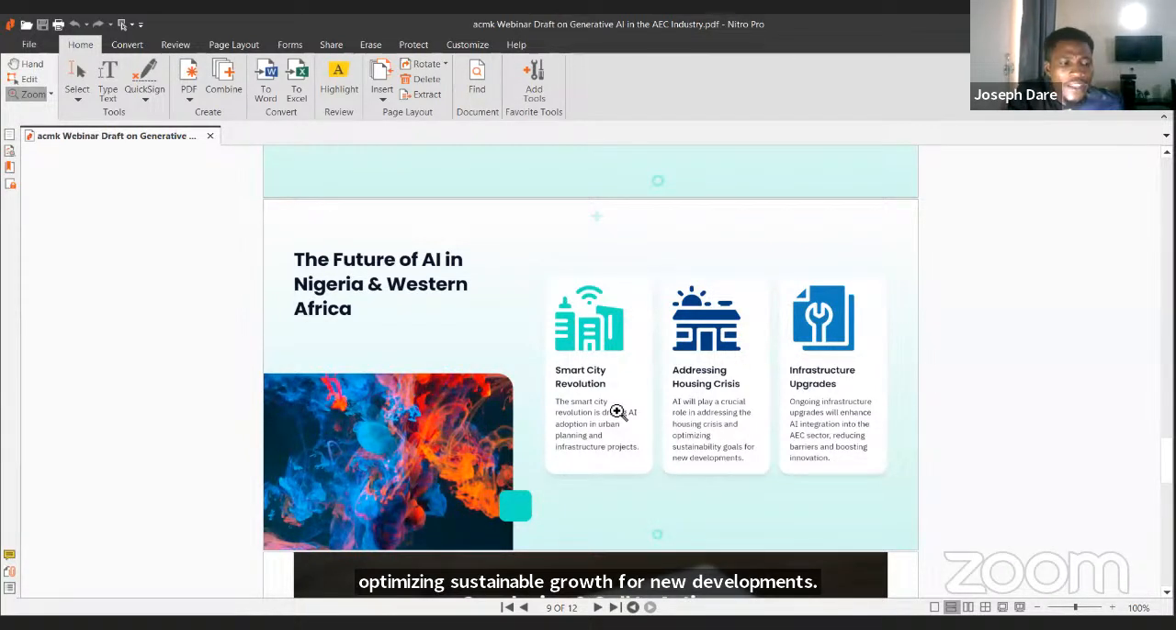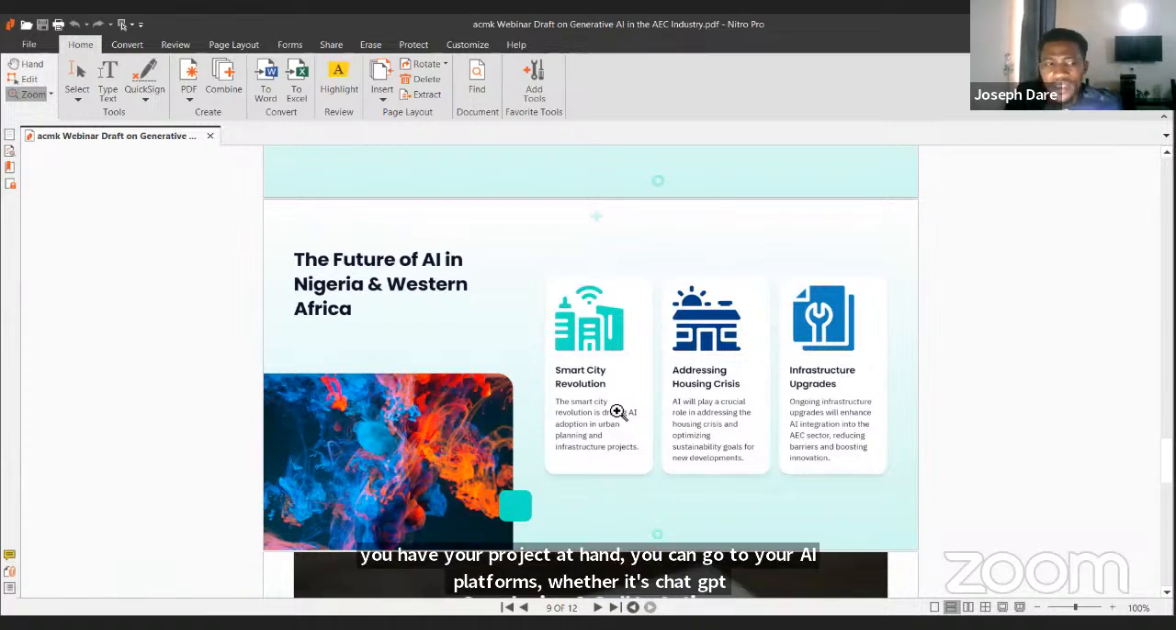For example, there are a lot of ideas behind the housing crisis in architecture. We don't have to know it all by hand. When you have a project at hand, you can go to your AI platforms, whether it's ChatGPT, whether it's Bing AI, all of them. There are various AI platforms online.